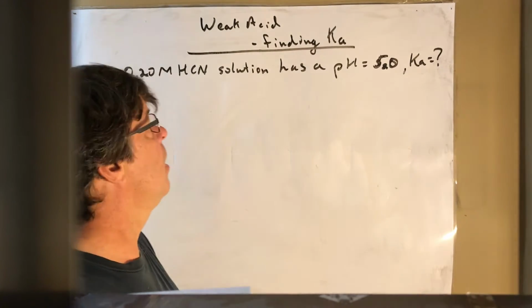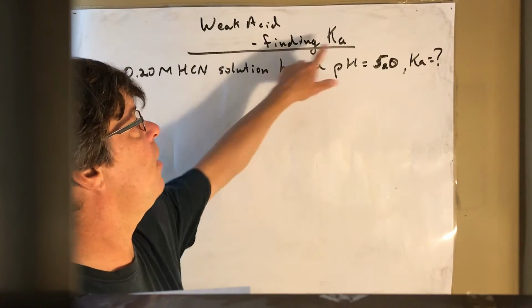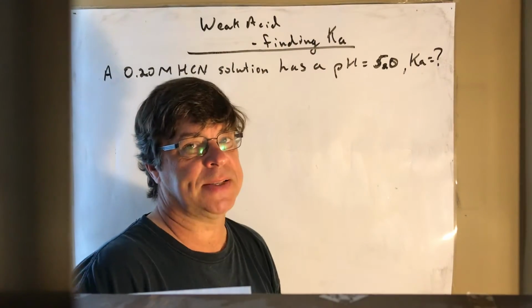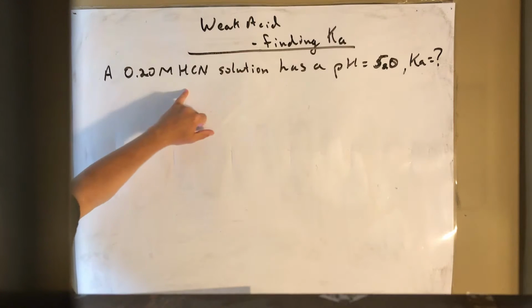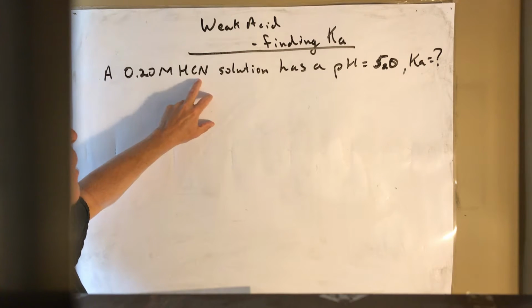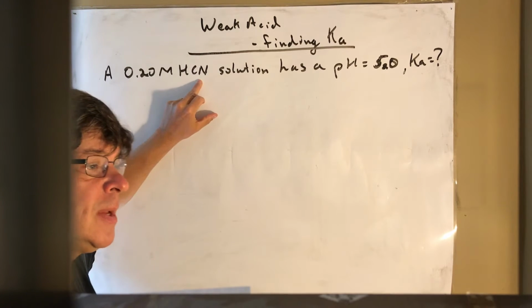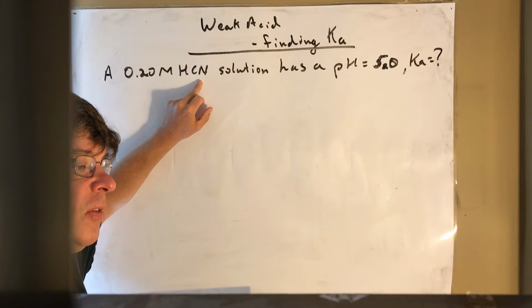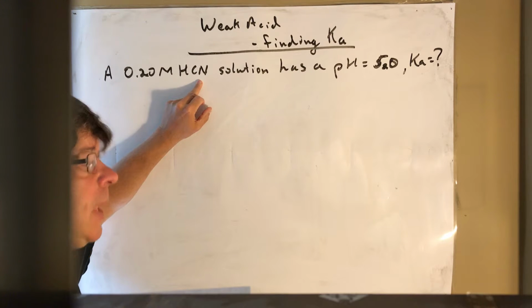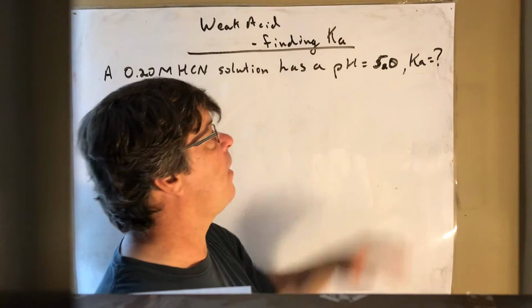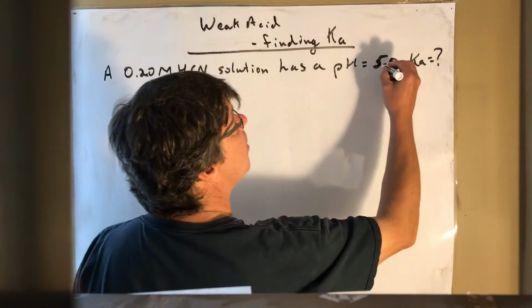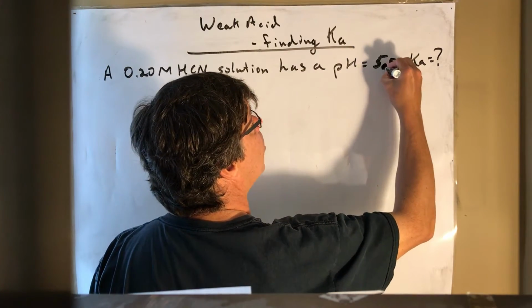Now, in this problem, we're going to determine the Ka of the acid. And we're given a couple things. We're given the concentration of the solution, hydrocyanic acid, hydrocyanide, the -ide changed to -ic, hydrocyanic acid, and it has a pH of 5.0. It probably looks like 5.0, okay?